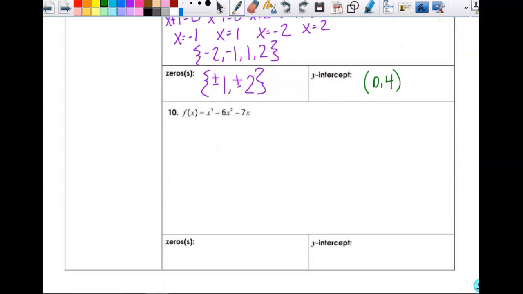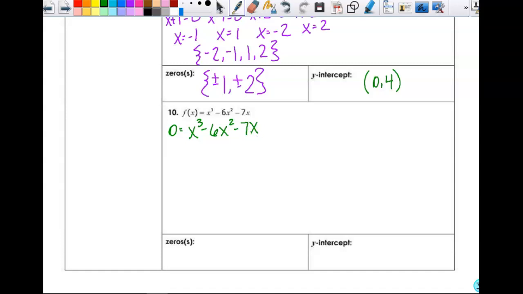All right. Number 10. Okay, so pause if you haven't already worked this. Work this problem. Factor it out. Or if you have to come back and watch me because you got stuck at some point, just watch until that point and then see if you can finish it out. Okay, so f of x equals 0, and so 0 equals x cubed minus 6x squared minus 7x.